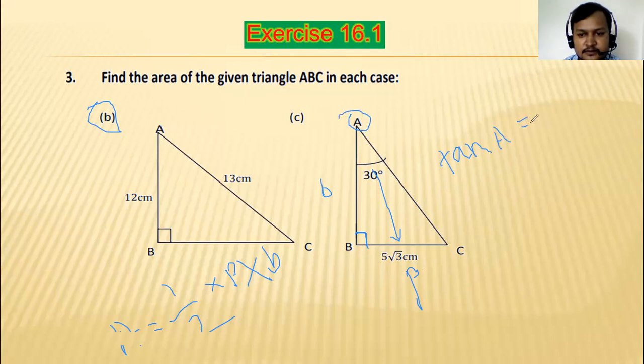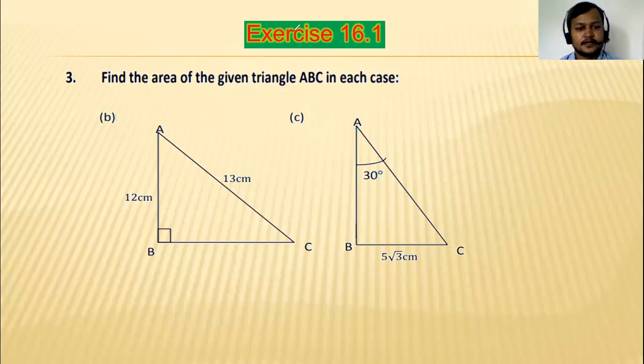It is equal to P by B. By using it, we will get value of B. And after getting value of B, you can use formula area of triangle is equal to 1 by 2 P into B. So in this way, you can complete questions of question number 3.